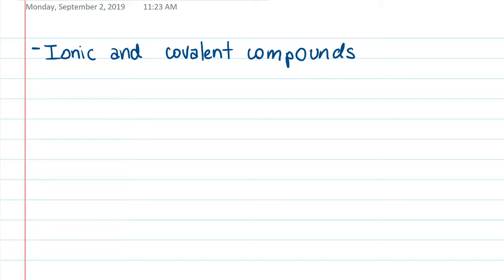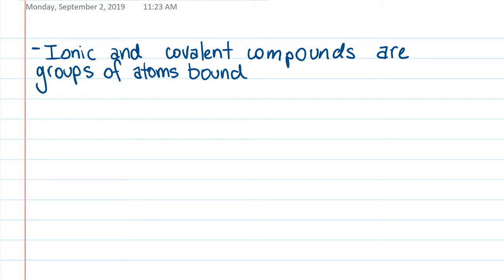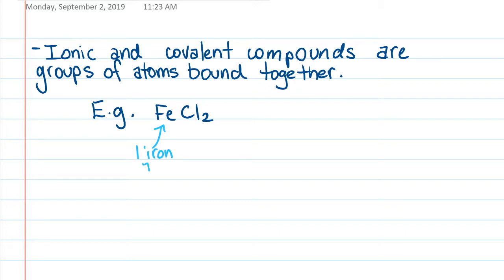So we are going to get started here. I want to just start with information that you already know, things that are not at all new. And we know that ionic and covalent compounds are just groups of atoms held together. For example, we could look at iron 2 chloride, which would be FeCl2. That's an ionic compound, but for every one iron atom in FeCl2, there are 2 chlorine atoms.